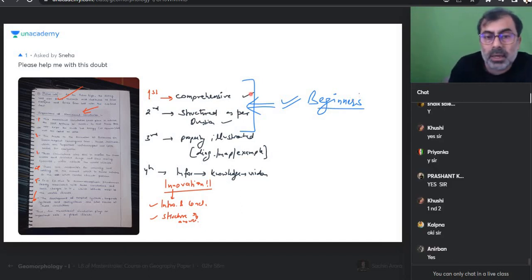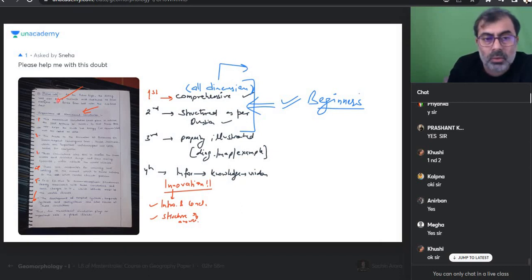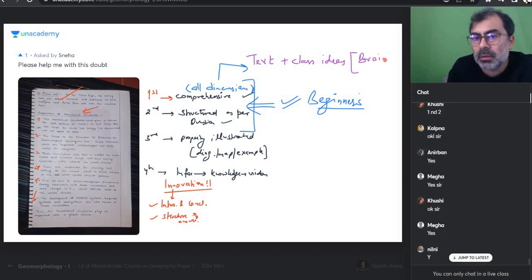ठीक है? अच्छा ये बताइए, आंसर में all dimension comprehensive में if you do not know all dimensions. Can I say all dimensions? Say I only mean your textbook plus class ideas. And how will they come on your paper? Brainstorm. And what is the structuring? Remember I told you in the last class how to make the rough plan.